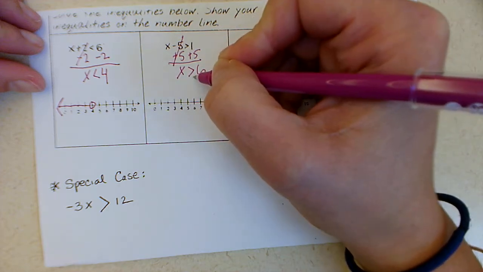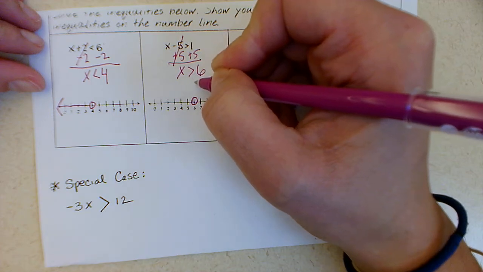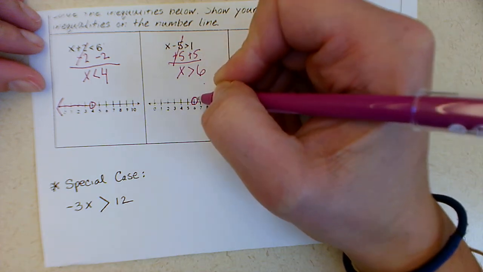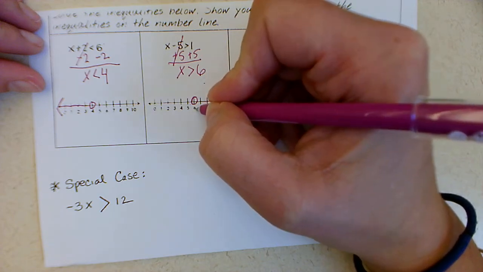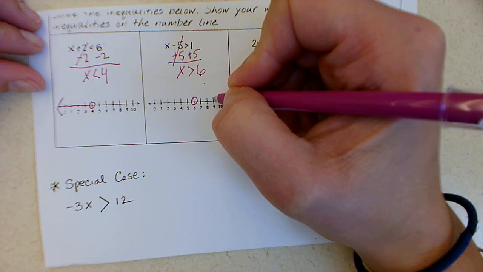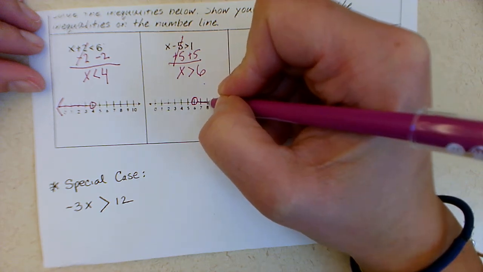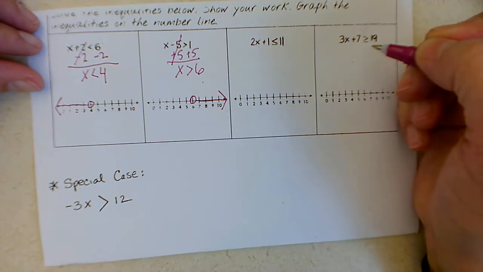This is a greater than symbol, so it gets an open circle because it doesn't have that equal sign underneath. Remember, if it had that equal sign, it would get the closed circle, but it does not. So we have an open circle on 6, that's right here. It says x is greater than, so we have to think about all the numbers that are greater than 6. So 7 is greater than 6, 8, 9, 10, all of these numbers, and so on and so forth.